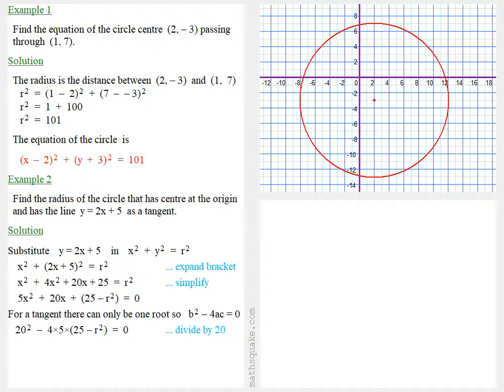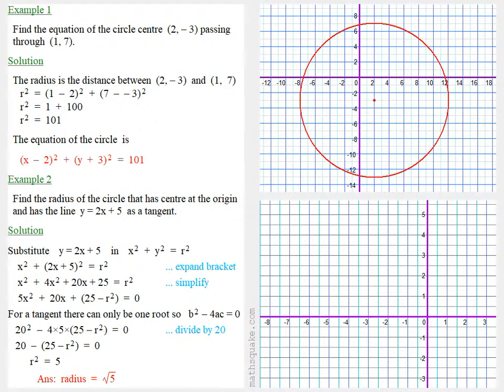Now we can divide all the way through by 20, and that gives us 20 minus (25 minus r squared) is equal to 0, or r squared equals 5, which tells us the radius is equal to the square root of 5.